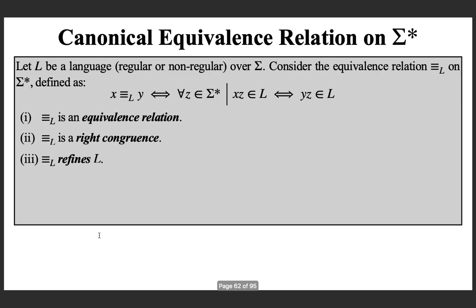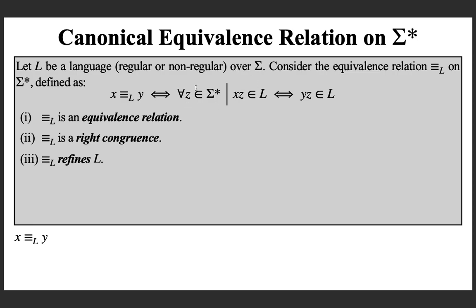We can also prove that this relation refines the language. We have to prove that whenever two strings are related, then both the strings are in the language or both are not in the language. We can prove it. Assume that X is related to Y.